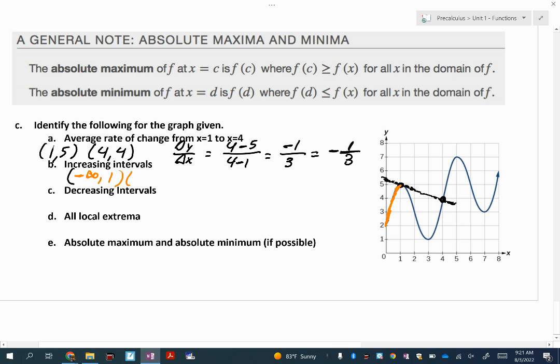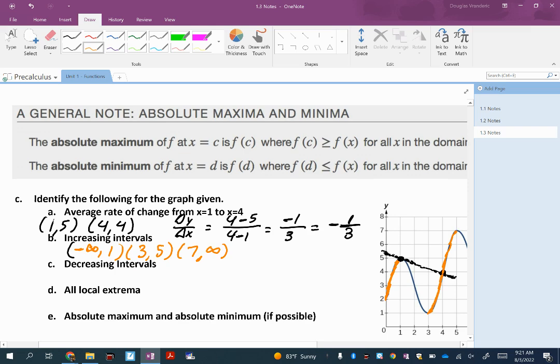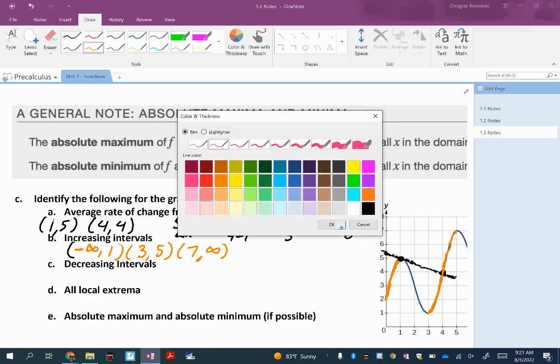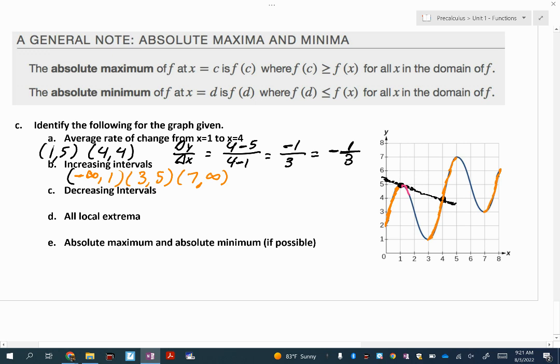All right, then I'm decreasing for a little bit, then increasing again from 3 until 5. And then finally from 7 all the way forever to infinity. And again, just to remind you, when I write that infinity, I'm talking about to the right forever. Okay, so then when I'm ready to look at the decreasing intervals, from 1 until 3, and from 5 until 7. All right, so the only two intervals for decreasing.